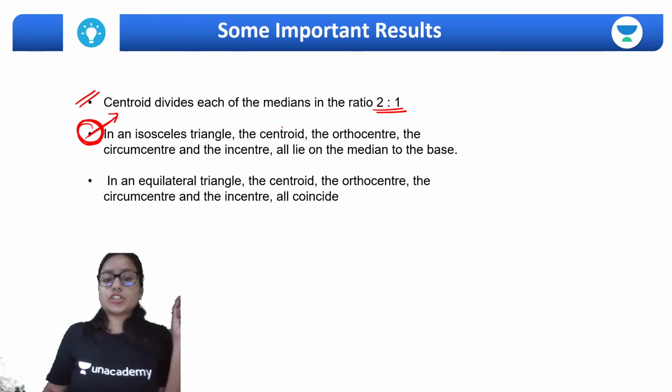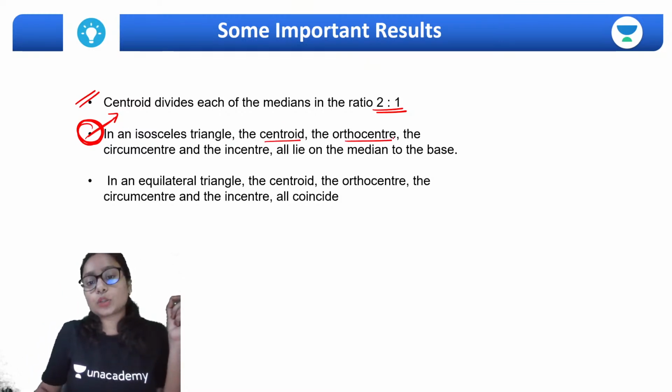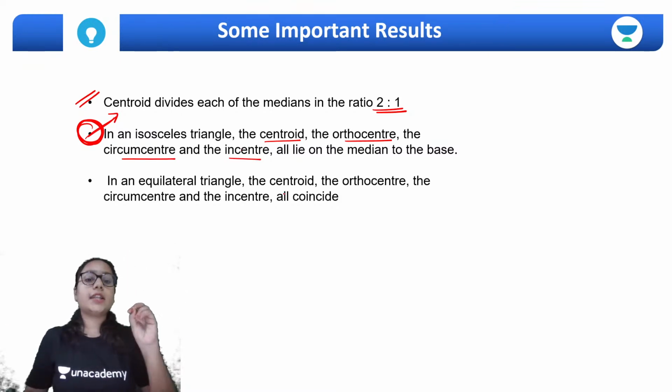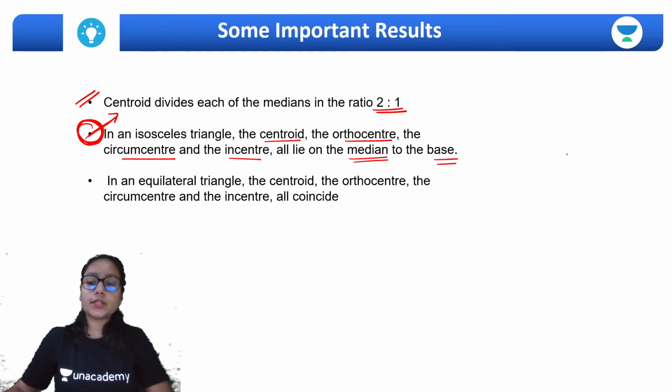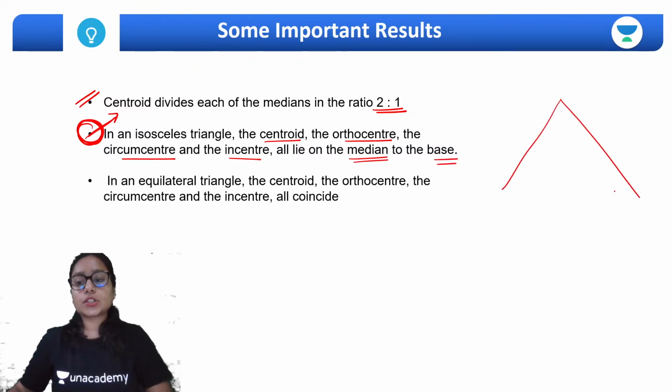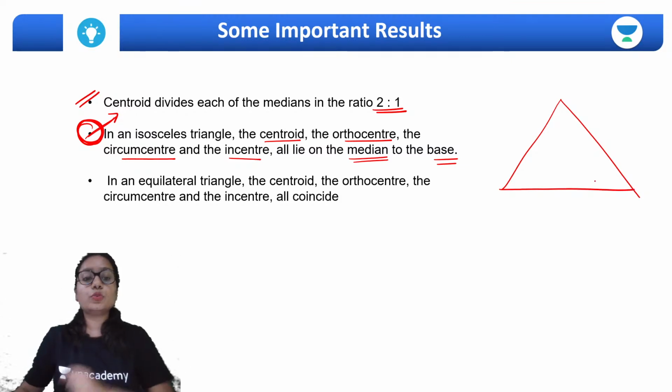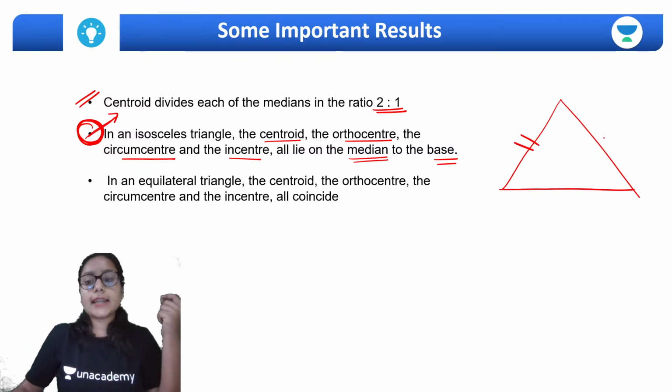In an isosceles triangle, the centroid, the orthocenter, the circumcenter and incenter, all the four centers lie on the median to the base. This is a new result. So this is for an isosceles triangle. Isosceles means two sides are equal. This side is equal to this side.